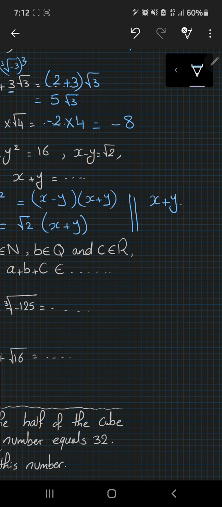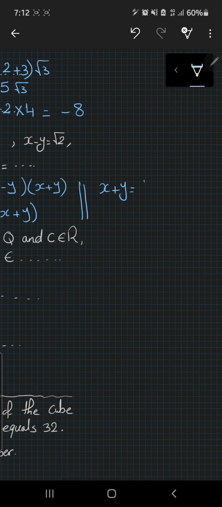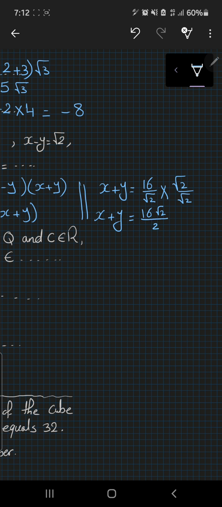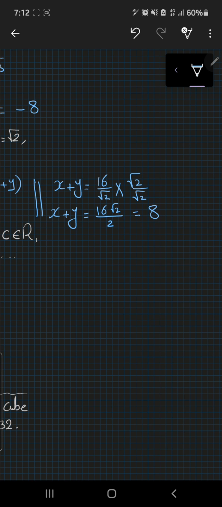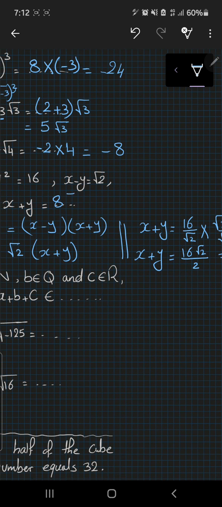So x plus y equals 16 divided by root 2. We said before, to simplify, we multiply up and down by root 2. So x plus y equals 16 root 2 divided by 2. Okay, 16 divided by 2 is 8, so 8 root 2. So x plus y equals 8 root 2.